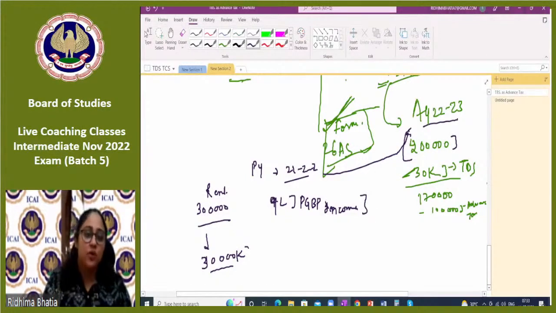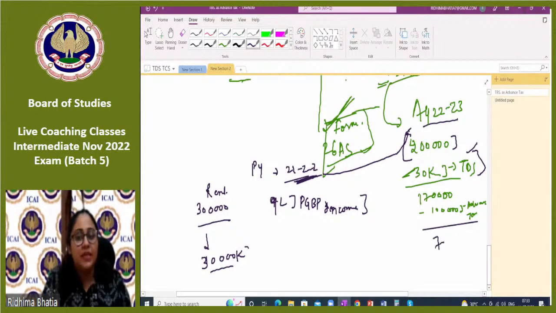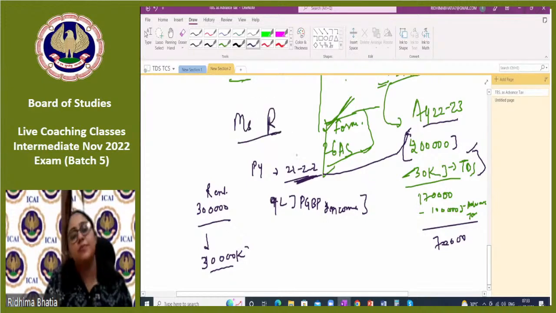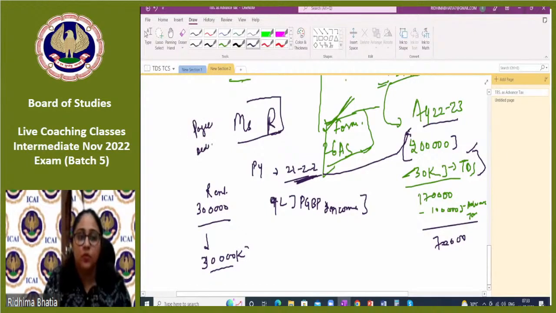30,000 ka TDS already is deducted. So I will get the credit of that while filing the return of income. Okay, number 1. And फिर I also assume that I have paid advance tax ka liability, everything is for the same year, of this year only, of 1 lakh. So then 70,000 is the tax which I will deposit. Think yourself here as Miss R or the payee or the deductee, whatever you feel like.